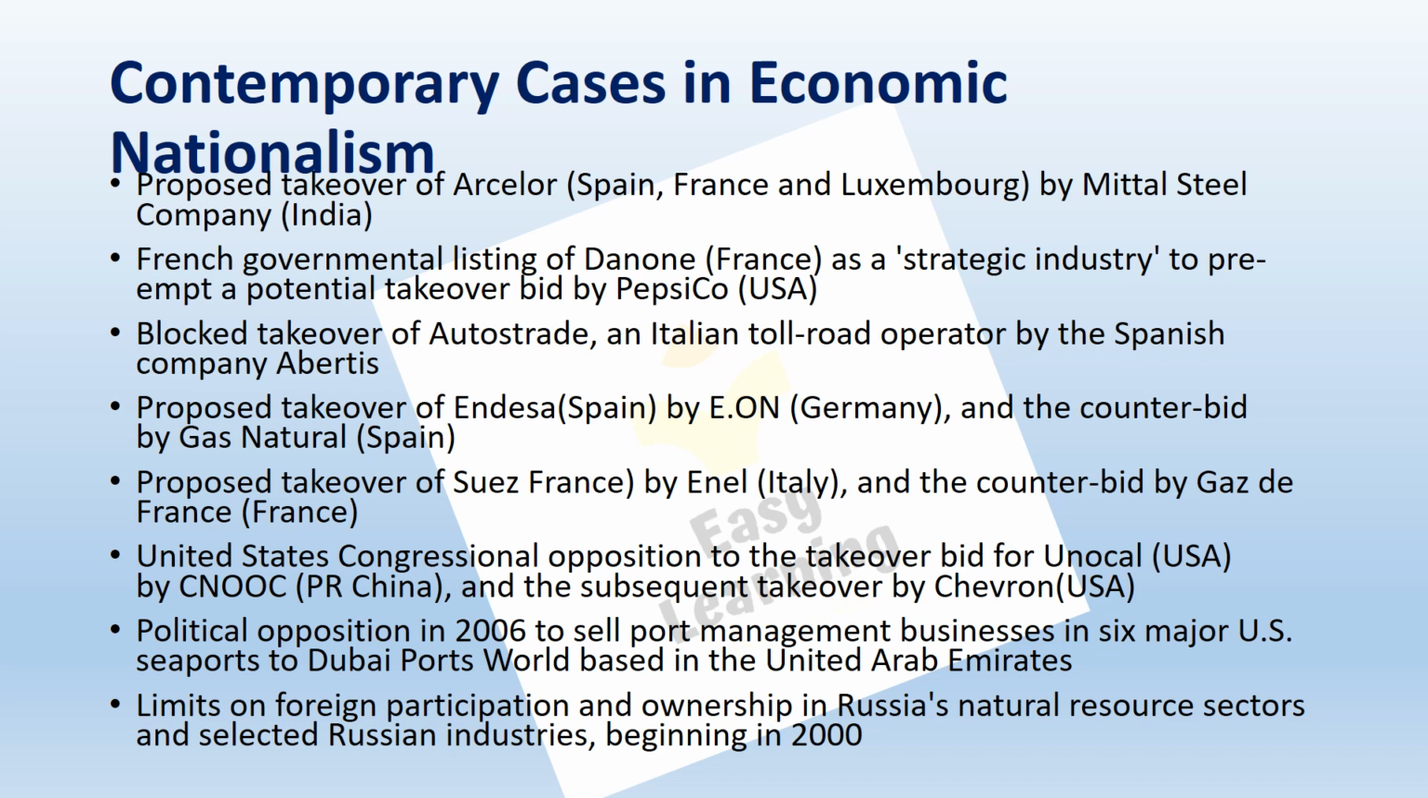So we have a few certain cases specified here, which are related to economic nationalism. The first is the proposed takeover of Arcelor by Mittal Steel. Then we have the French government listing Danone as a strategic industry in the face of a potential takeover by PepsiCo. Then we have the blocked takeover of Autostrade, an Italian toll road operator, by a Spanish company. Then we have the proposed takeover of Endesa by E.ON and the counterbid by Gas Natural. The proposed takeover of Suez by Enel and the counterbid by Gaz de France.